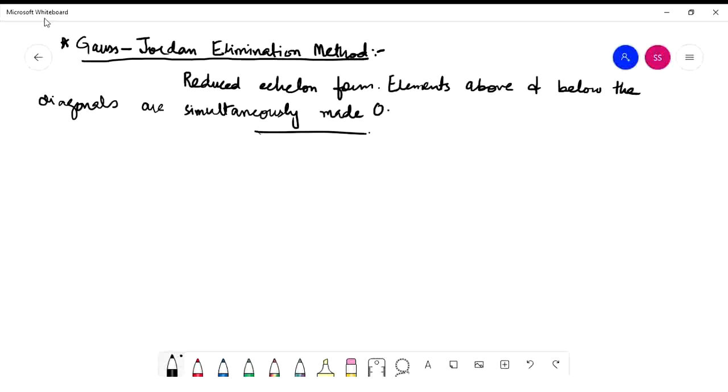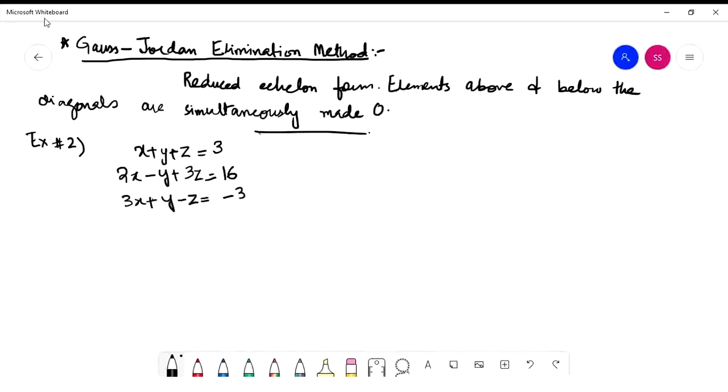Now we do its example 2, because example number 1 we have done with the previous method. So x plus y plus z equals 3, 2x minus y plus 3z equals 16, and 3x plus y minus z equals minus 3. We have to use Gauss-Jordan elimination, so first of all we convert it into matrix form.